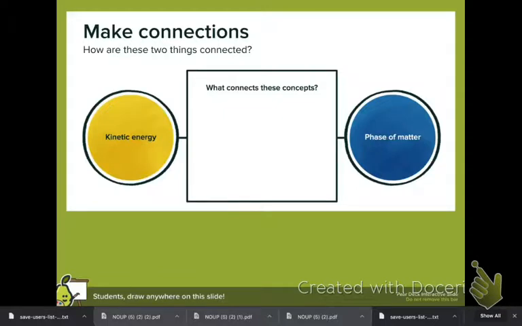How are these two things connected? Kinetic energy and phase of matter. What do you know that will connect these two? Take a moment and write that down.